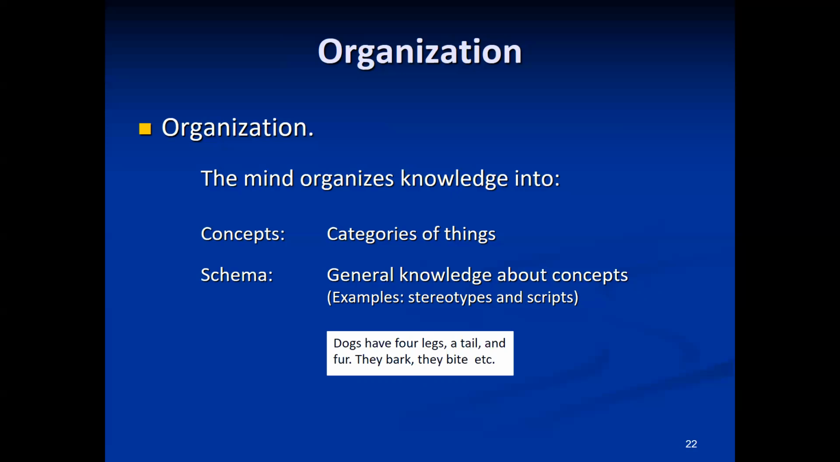Basic knowledge that we have about categories of people are known as stereotypes. For example, students tend to be young, intelligent, and motivated. Basic knowledge that we know about how to behave in social situations are known as scripts. For example, when making a phone call, one is expected to say hello, introduce oneself, have a conversation, and then say goodbye.